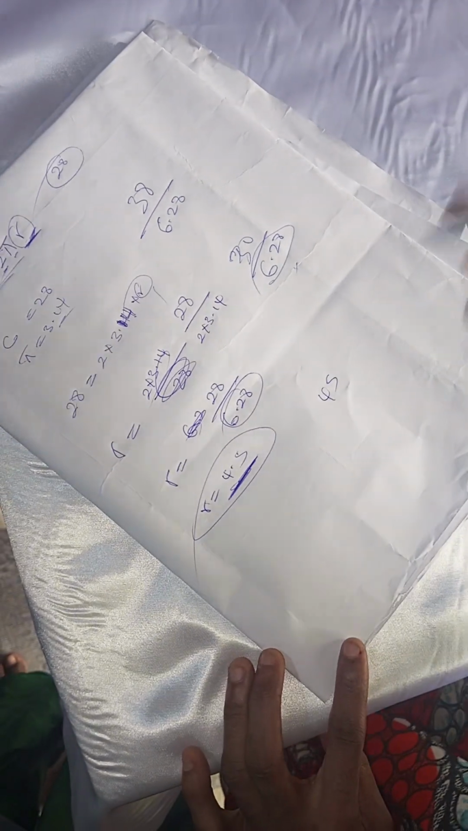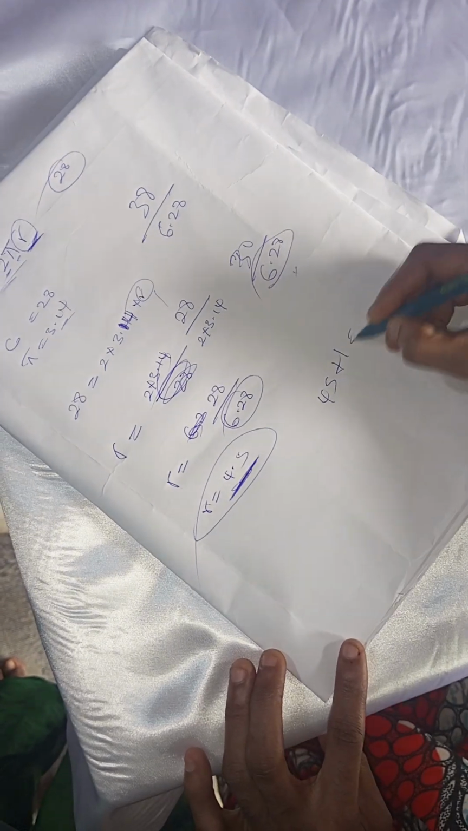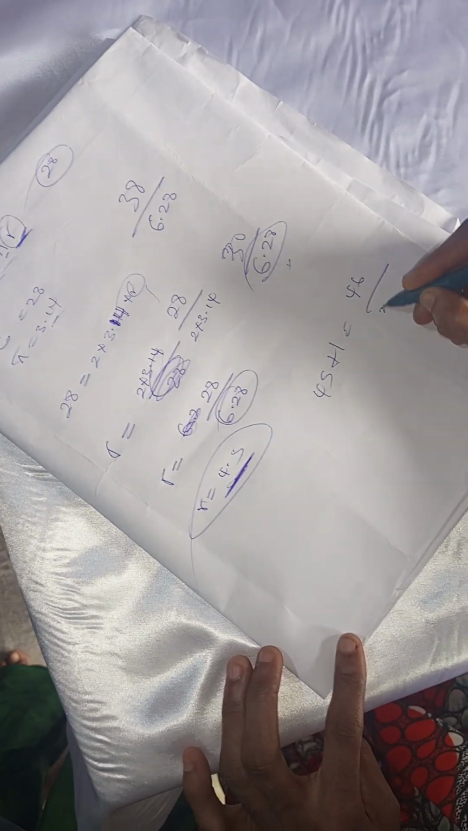Now let's assume my waist is 45. Please always remember to add allowance to it. I can just add 1 inch allowance to make it 46 divided by 6.28. That will give you the radius of the circle. I'm going to post another video on how you're going to use this radius that we just generated to cut out your flare.